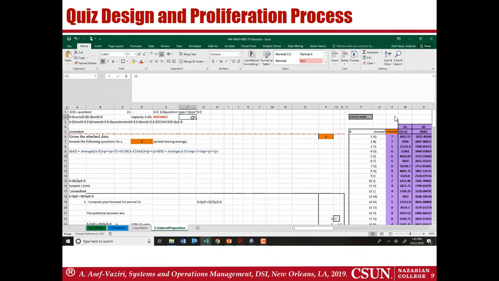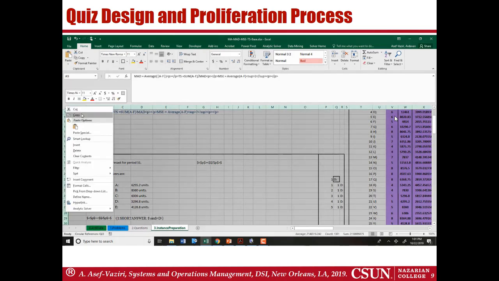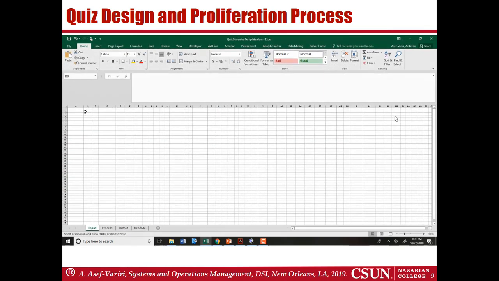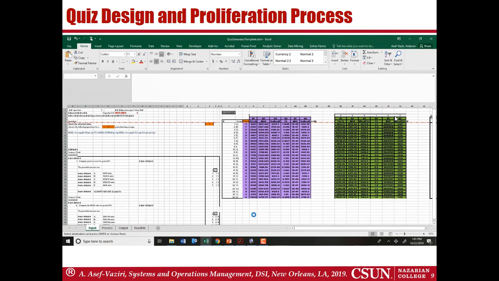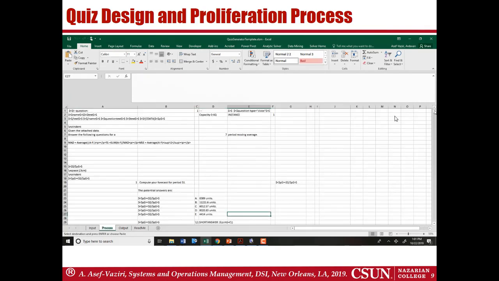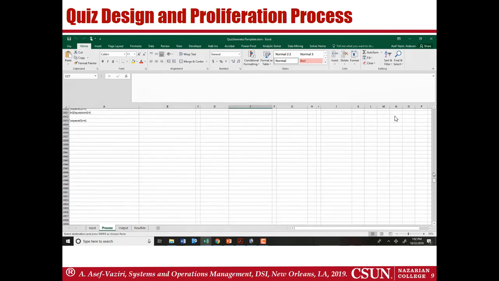As soon as I change this one, for example, to 20, numbers are changed, the Excel file is changed, and everything is changed. Copy this all. I go to the generator. I have written a macro here, Control R. This information is generated for these problems.